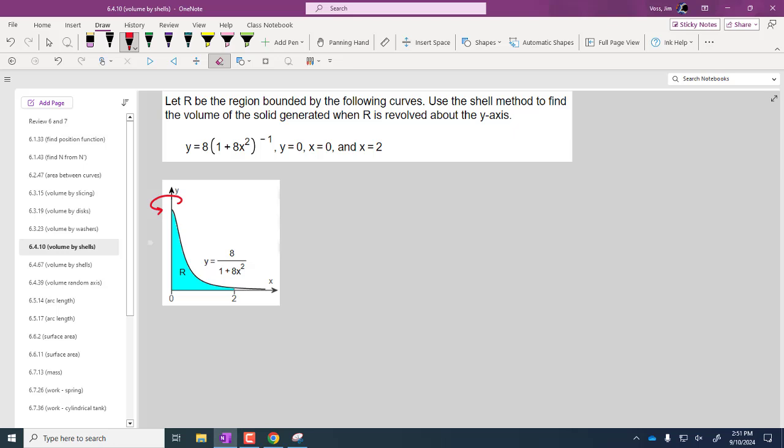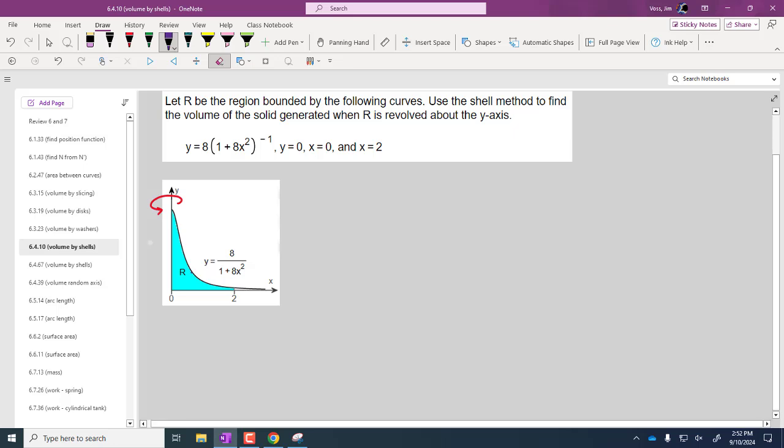And will our element be vertical or horizontal here? So the y-axis is vertical. If we want to create a cylinder, our element needs to be vertical. Visually, if you're going to create a cylinder, they've got to be parallel to each other. If they're perpendicular to each other, you create either a disc or a washer if there's a gap. So if you want to create a cylinder, your axis of rotation and your element need to be parallel, so that when you rotate around, you get a cylinder.